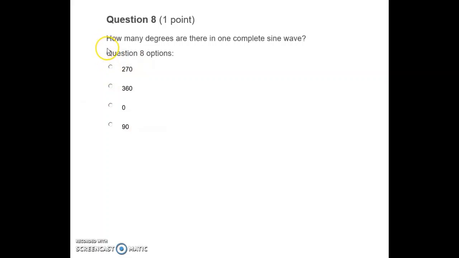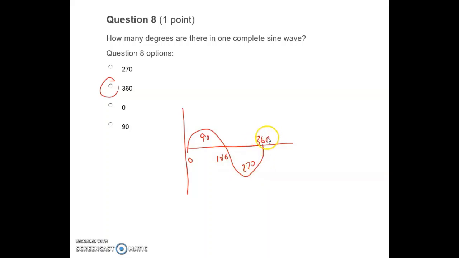Multiple choice. How many degrees are there in one complete sine wave? It's 360 degrees. So again, 0, 90, 180, 270, 360 degrees in a complete sine wave.